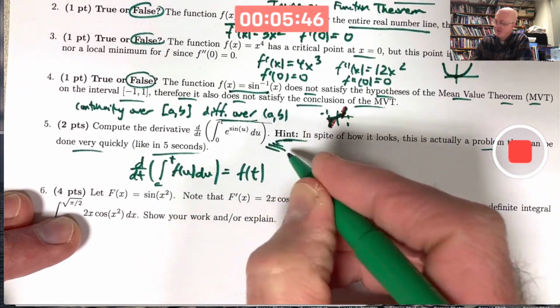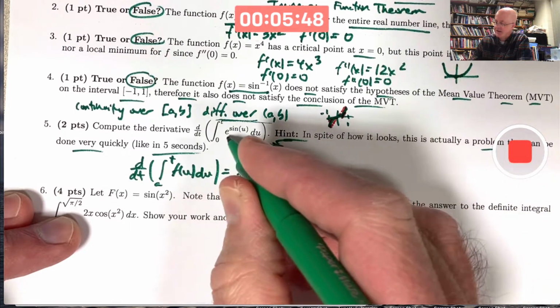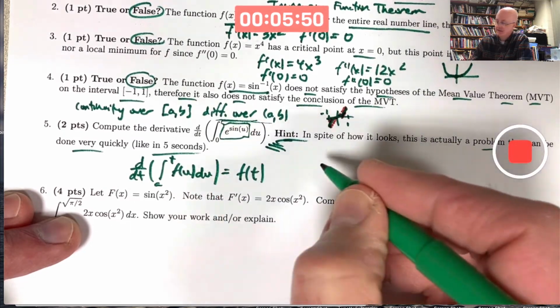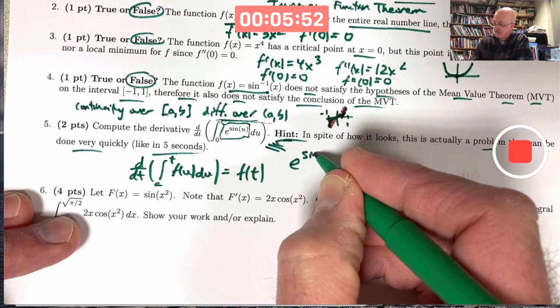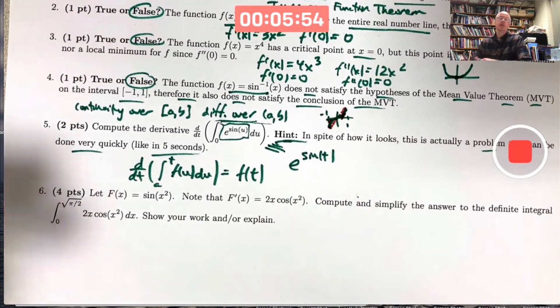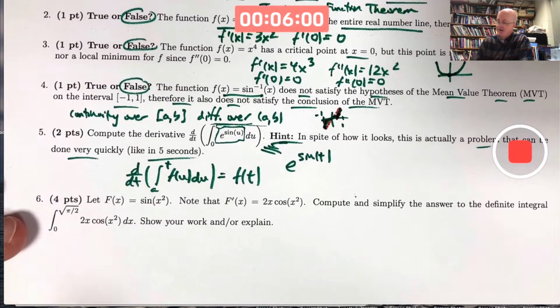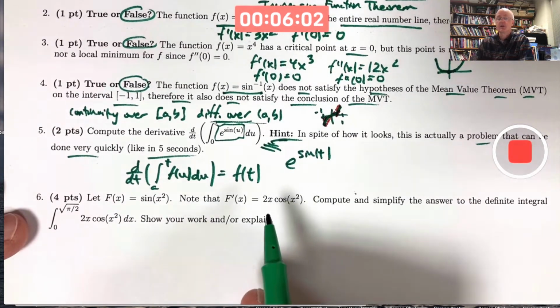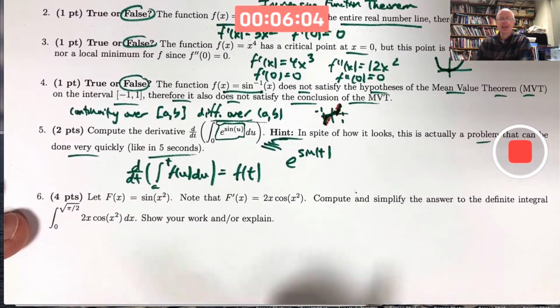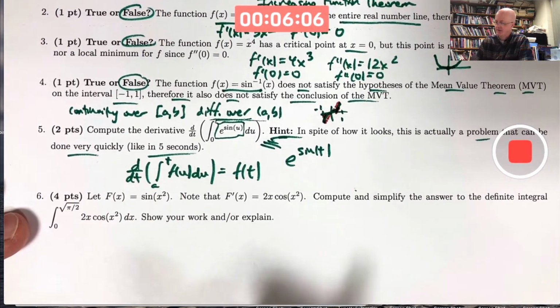And so all you have to do here is just write down this function, replace the u with a t, e to the sine of t. That is part of the fundamental theorem of calculus, and it's actually a very significant fact. Okay, that's what makes calculus go, you might say: that derivatives and integrals are inverse processes, inverse operations, you might say, of each other.